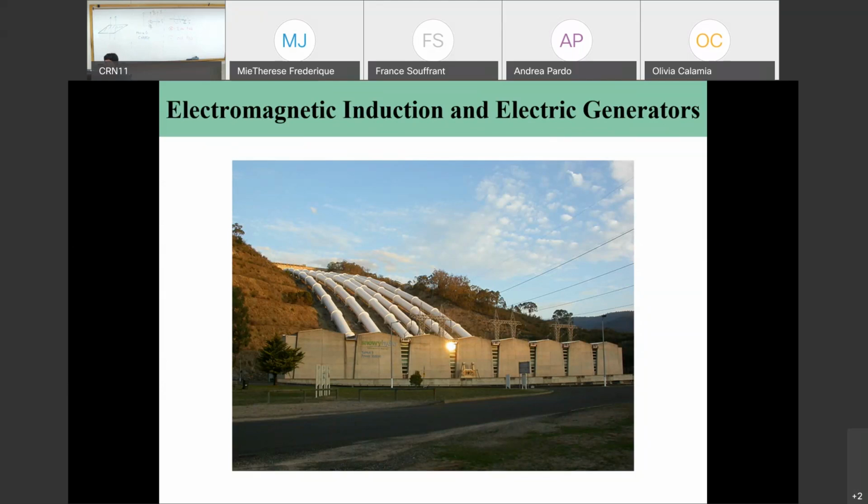So if there's a counterclockwise current in a circuit and you have another circuit right next to it, that other circuit will have a current clockwise. So it will induce a current in the opposite direction. That is very important when we talk about induction and generators.